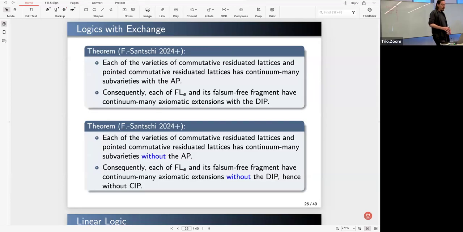If I take varieties of commutative residuated lattices, pointed commutative residuated lattices, then among them I can find continuum many that have the amalgamation property. This is in stark contrast to the Maksimova situation, where although there are uncountably many superintuitionistic logics, there are only finitely many that have amalgamation. What this means is that if I look at the full Lambek calculus with exchange or its falsum-free fragment, there are continuum many axiomatic extensions with deductive interpolation.